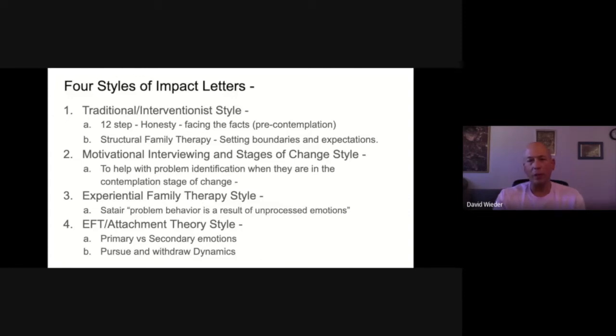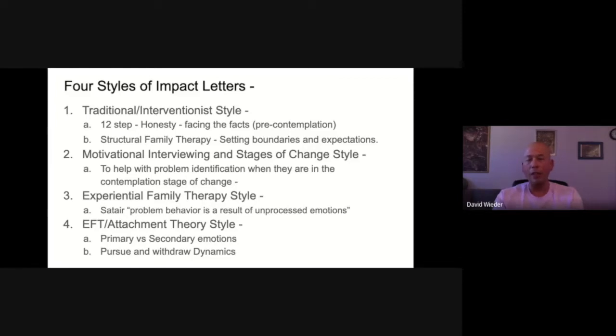I don't know if this fits into the models or maybe it goes across all the different models, but one of the primary reasons I think we do impact letters is because it's shame work. We're helping them deal with things that they're ashamed of through being vulnerable.